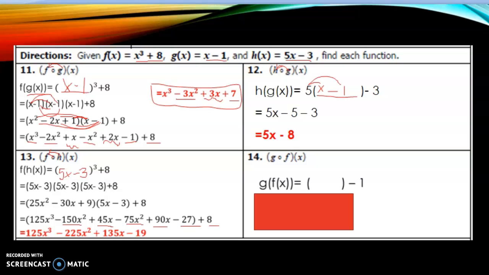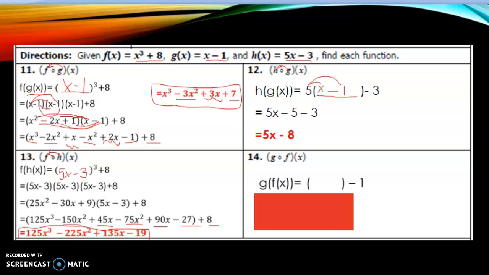Okay, so for number 13, we finished, we combined like terms. Here's your final answer. I think you missed me at the end. The constants are negative 27 plus 8. So we get negative 19. The parentheses do not matter after we've done all the multiplying. Now it's just combining like terms.